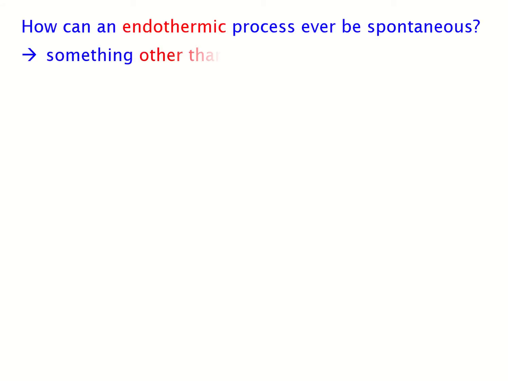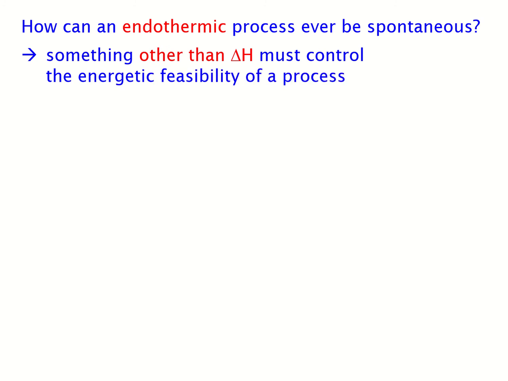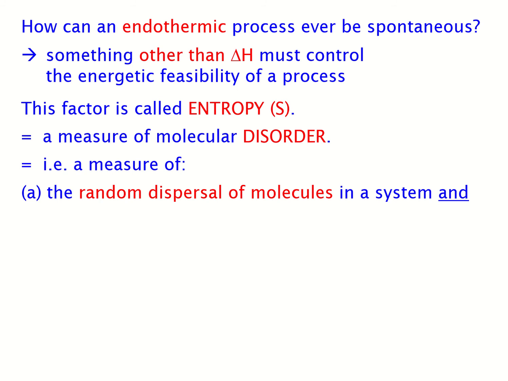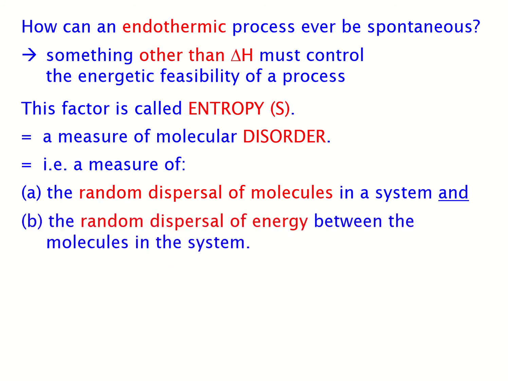So how could an endothermic process be spontaneous? As I said in the previous slide, there must be something other than delta H that controls this energetic feasibility of a process. And that other thermodynamic term is indeed the entropy, shorthand S. So enthalpy is H, entropy is S. Now how do we measure entropy of a system? Well, this is a really easy concept to get your head around at A level. It is essentially a measure of disorder. Okay, so it's a measure of the randomness of the molecules in a system. And it's a measure of the dispersal of the energy in the molecules of a system.